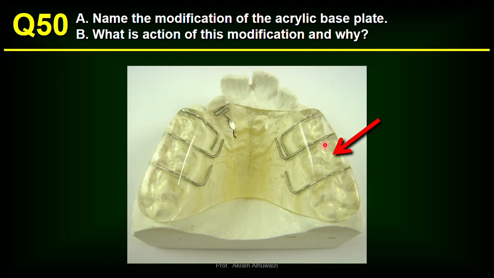Name the modification of the acrylic base plate. It's a posterior bite plane. What's the action? The action is that it opens the bite anteriorly. And why? So that it allows for the correction of anterior crossbites.